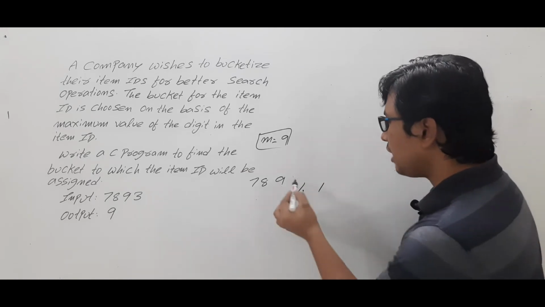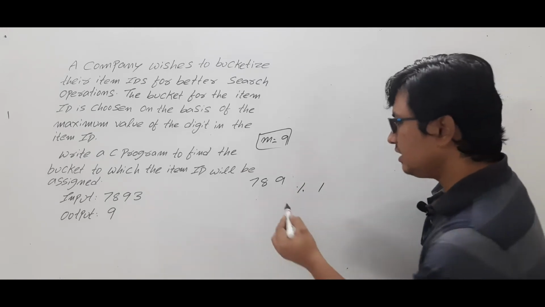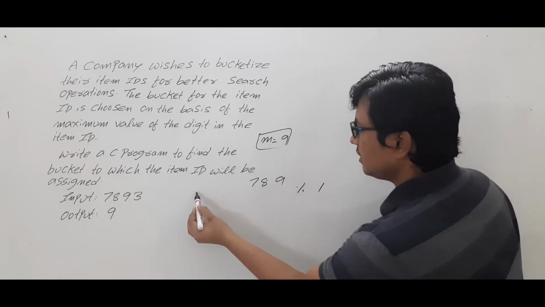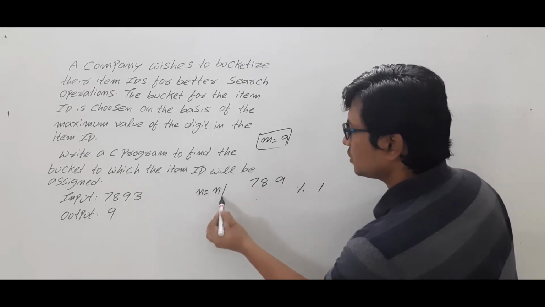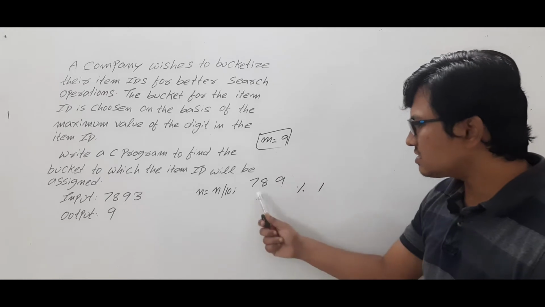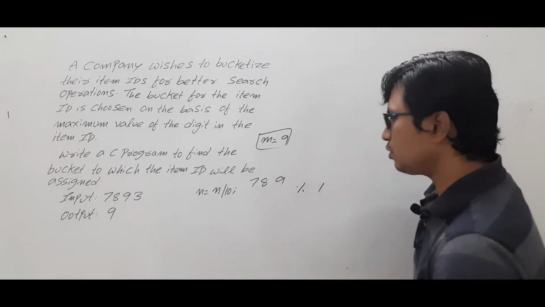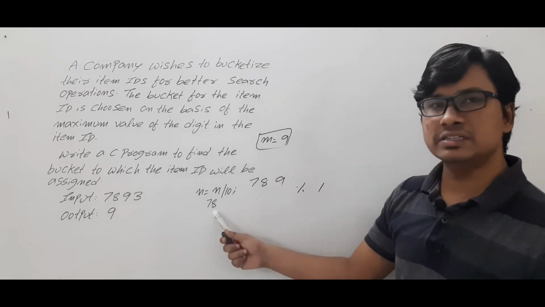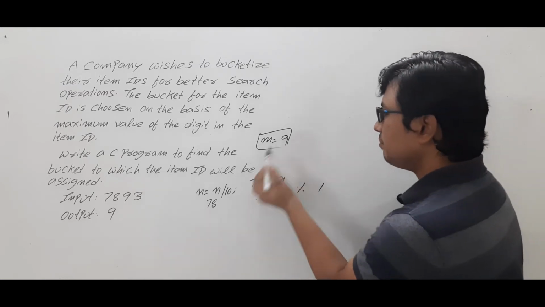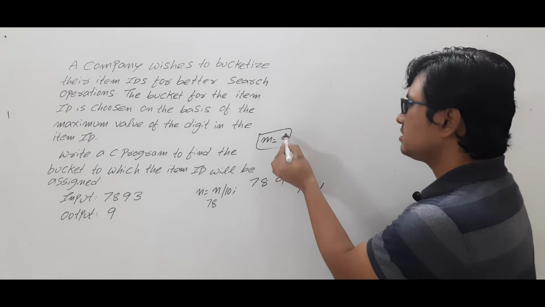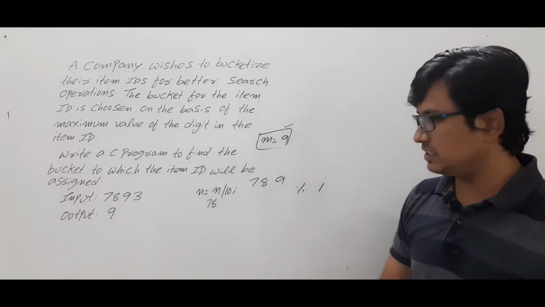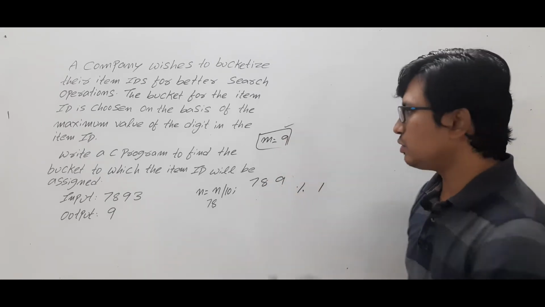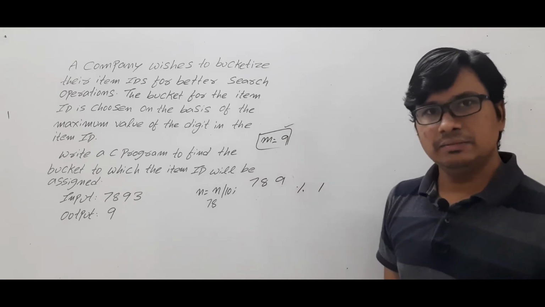Then what I will do? I will apply the division on this number, I will write it as n is equal to n by 10. Then 789 by 10, I will get the quotient as 78. Then again, I will apply the modulus. I will get 8. I will compare 9 and 8. Which is large? 9 is still the maximum digit compared to 9 and 8. So I will keep this as the maximum digit.